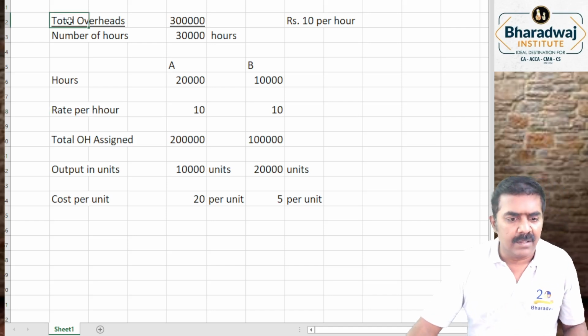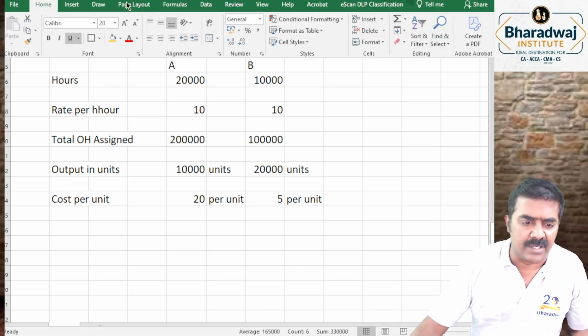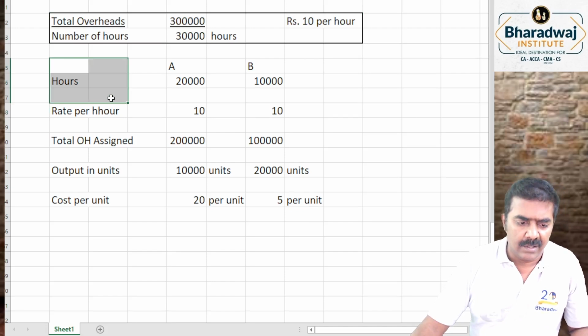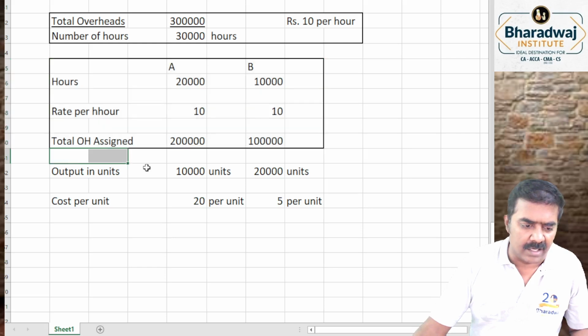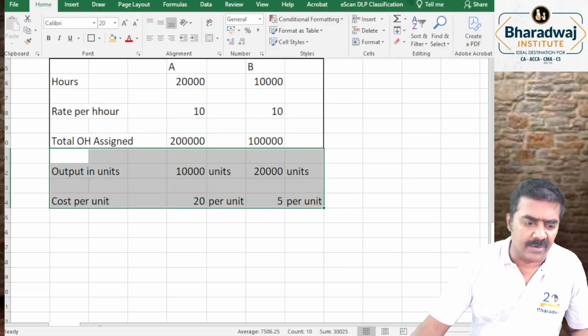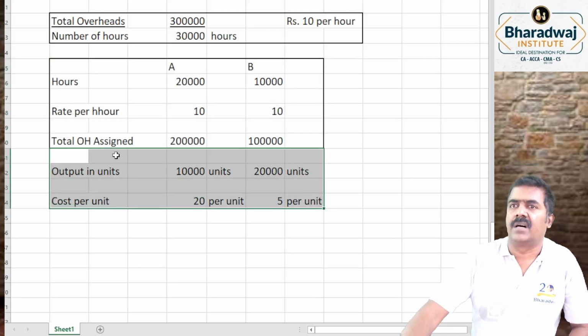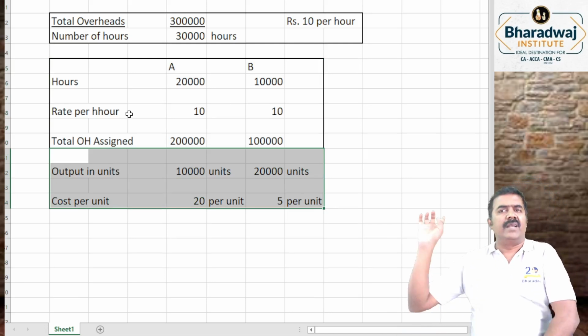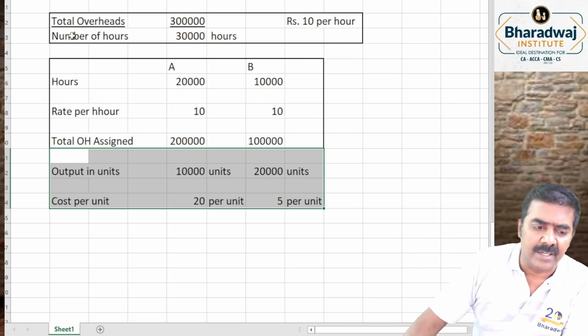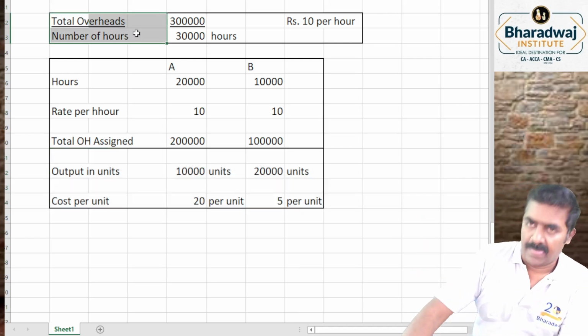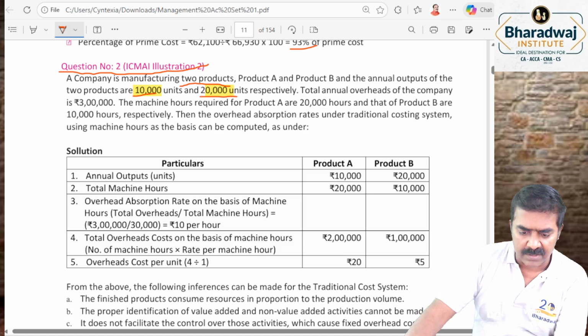I repeat, total overheads divided by number of hours will give us the overhead rate. Using that rate, we assign which one? Overheads. Then how to calculate cost per unit? Overhead assigned divided by number of units will give us cost per unit. Wait, are we in the ABC method or the traditional method? Activity-based costing method or traditional method? Traditional method of absorbing the overheads.